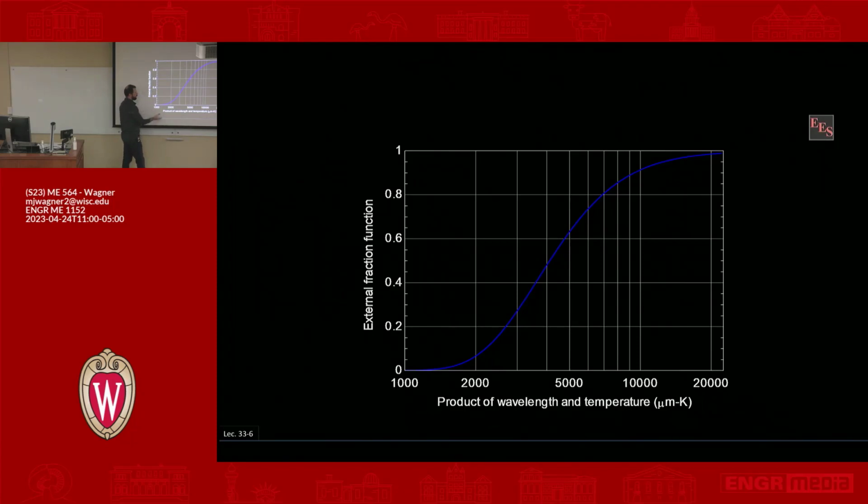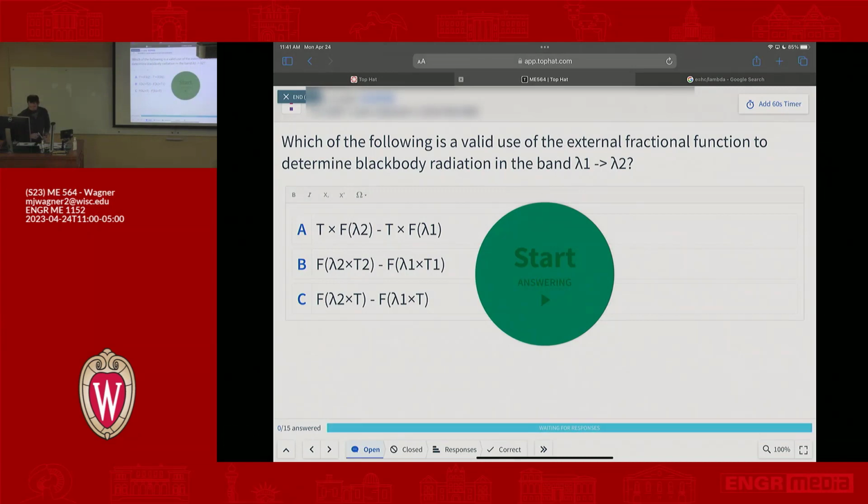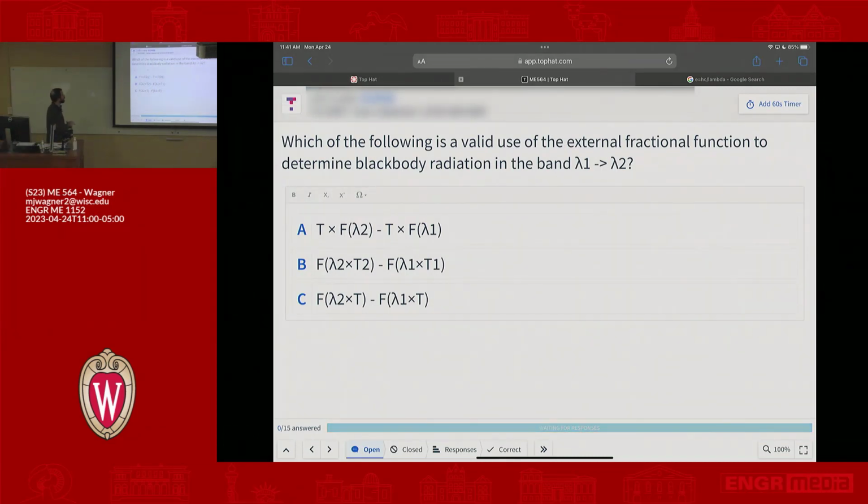You could also do the same thing for looking at a specific range. If I wanted to know how much is emitted between 2,000 and 5,000, you could do that too. That's the subject of the Top Hat question, which I will ask now. The question is, which of the following is a valid use of the external fractional function to determine blackbody radiation in the band lambda 1 to lambda 2?